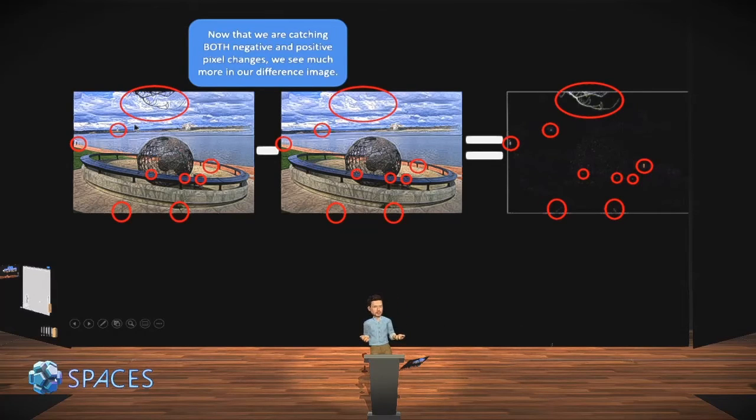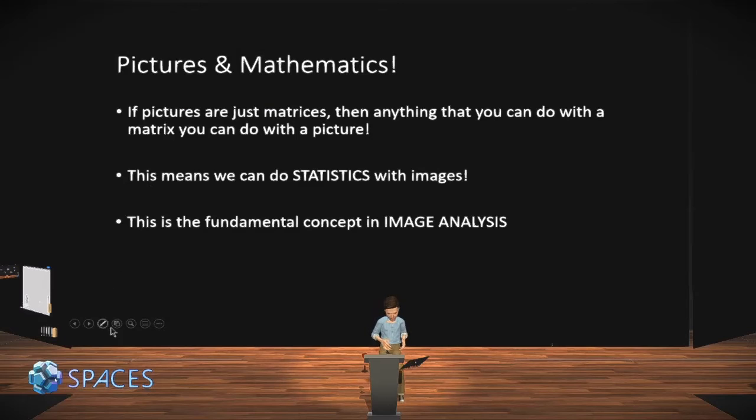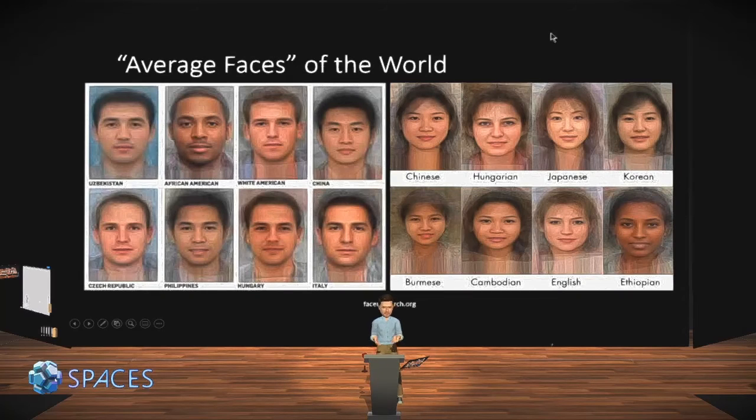And this is a very simple statistic. I mean, it's barely a statistic at all. You're just subtracting two images from each other. So just keep in mind, images are basically numerical matrices. You can do mathematics on images with very little manipulation. And this is sort of the fundamental idea behind image analysis. And there's a lot of places that this is applied.